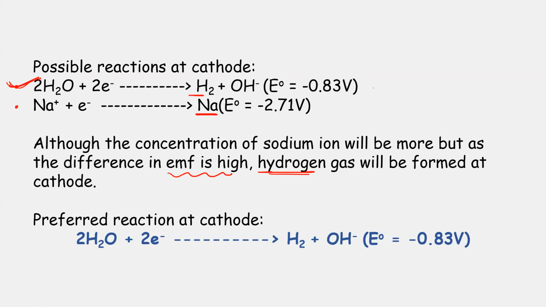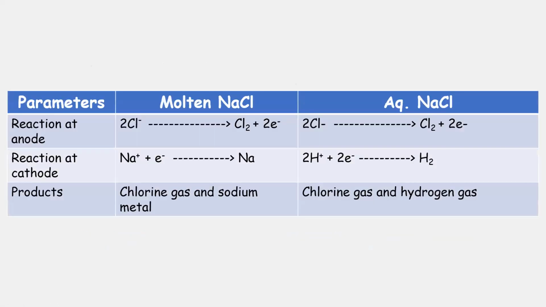Now, just to summarize everything for molten NaCl and aqueous NaCl. For molten NaCl, it is very easy. We have chloride and we have sodium. Chloride takes part in oxidation at the anode, and sodium ions eat up the electrons at the cathode. The products will be chlorine gas and sodium metal.